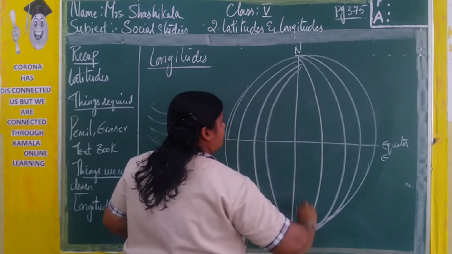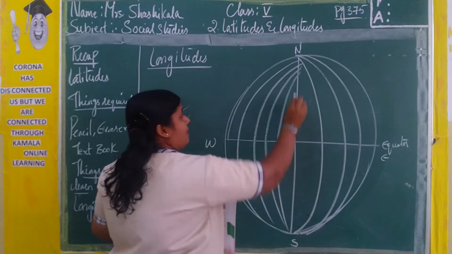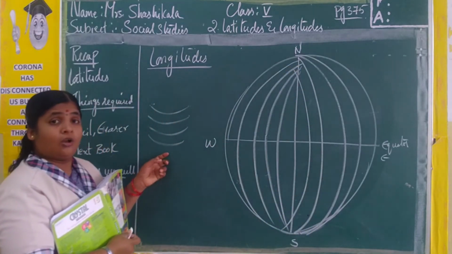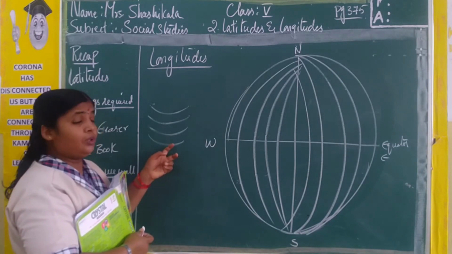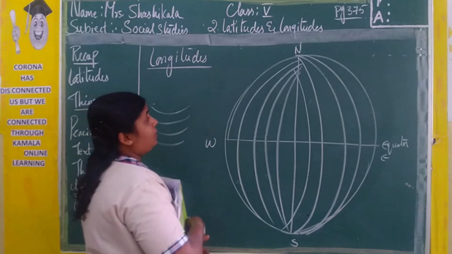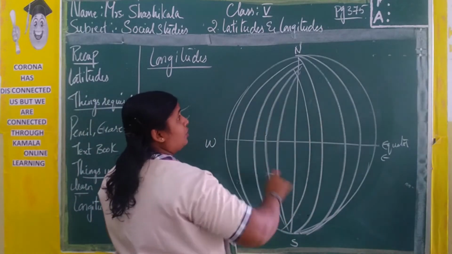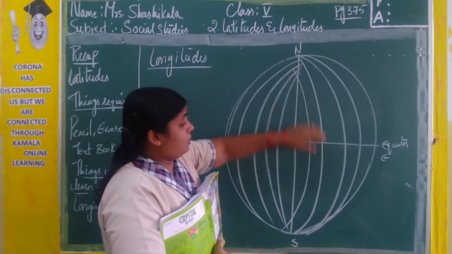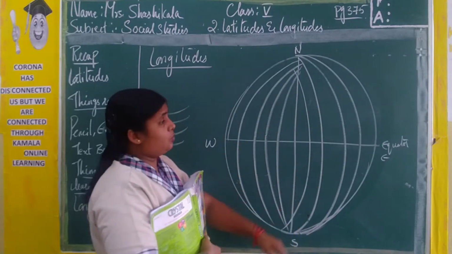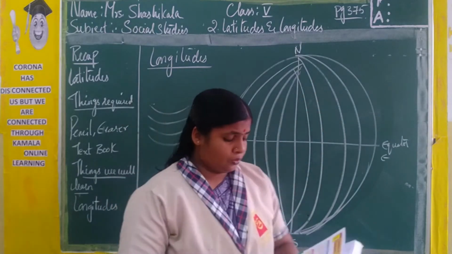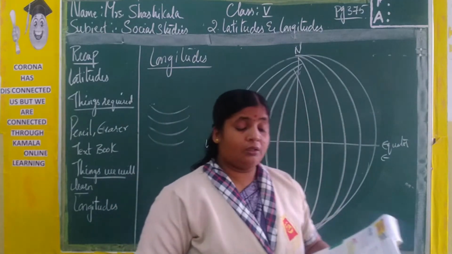And here you can observe all the latitudes are parallel to each other. They are not intersecting at any one point. In the same way, all the longitudes are going across the latitudes, and you can see they are in a semicircle shape. Now, the meridian that passes through Greenwich.